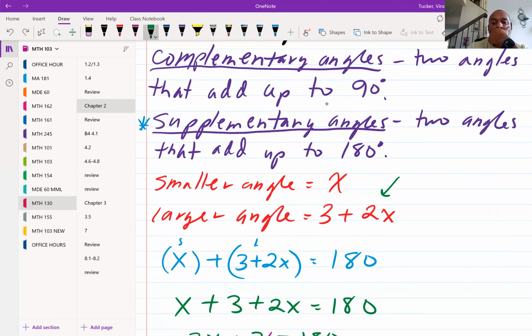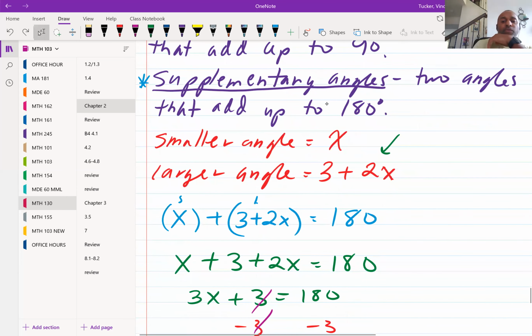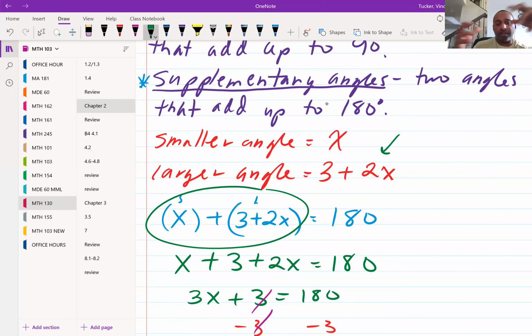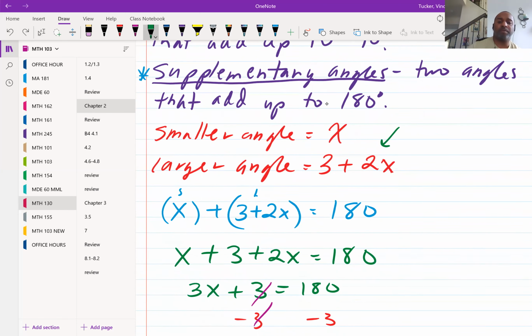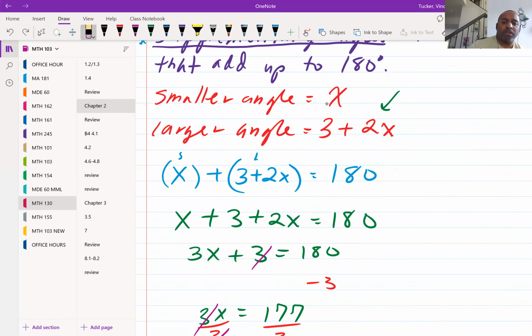All right, so everybody okay to solve? So just like before, these grouping symbols here, I just used that to signify what was coming from what. X is coming from the small angle, 3 plus 2X is coming from the larger angle. So they don't hold any value. So we can go ahead and drop them and then combine our like terms. X and 2X is 3X. So that gives us 3X plus 3 equal to 180.